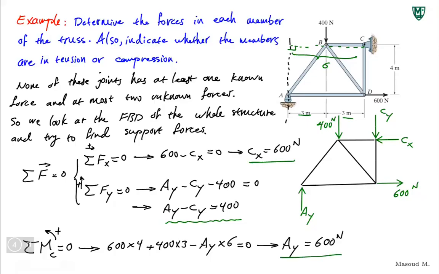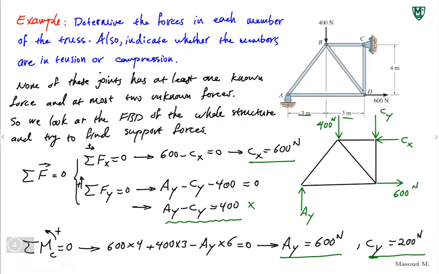Now that we have Ay, we can go back to this equation and find Cy. All right, so as a result, Cy becomes 600 minus 400, 200 newtons. Now we are in good shape. Now we have a truss structure that we know its support reactions. So we can start from any point, not any point, but oops, that was not supposed to. Let me clean this up. So we can start from any.